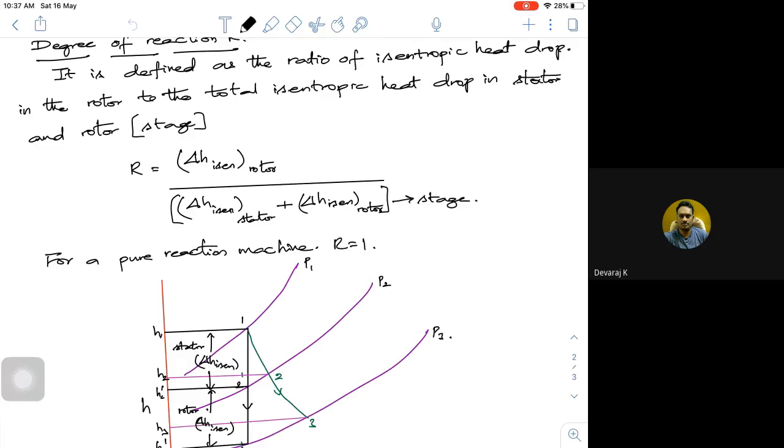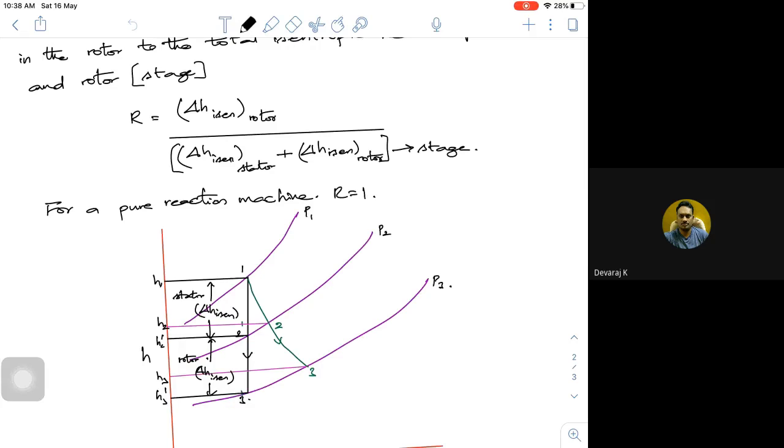In the previous class, we discussed the degree of reaction for a velocity compounded, or what we can call an impulse reaction turbine. So it is a combination of an impulse and reaction turbine. And we have defined degree of reaction as the isentropic enthalpy drop in the blade or rotor divided by the isentropic enthalpy drop for the whole stage, which includes the stator as well as the rotor. Let me call this equation number 1.